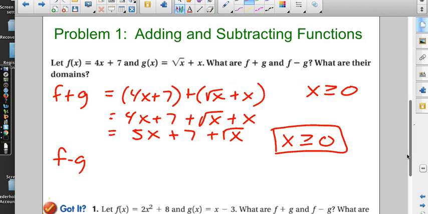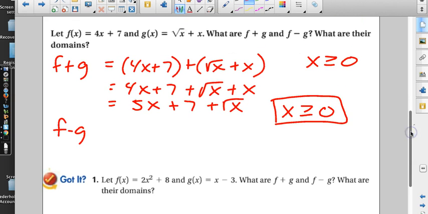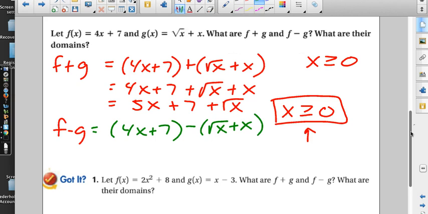All right, f minus g. Already we know this. Maybe, just maybe, something else will pop up as we do this, but we already know from the beginning, hey, f, no restrictions, but g, yep, x has to be greater than or equal to 0. So now this is going to be 4x plus 7 as f minus the square root of x plus x.